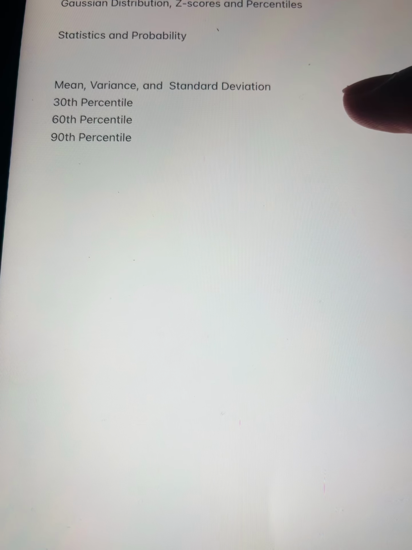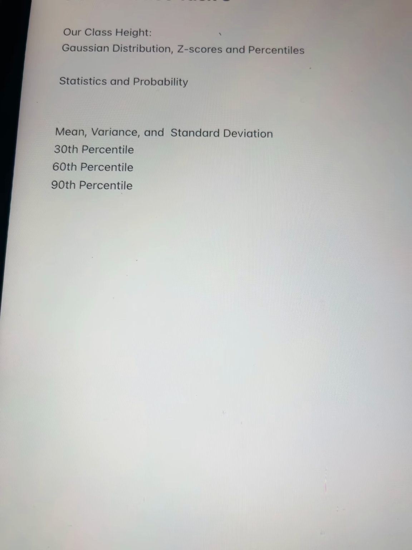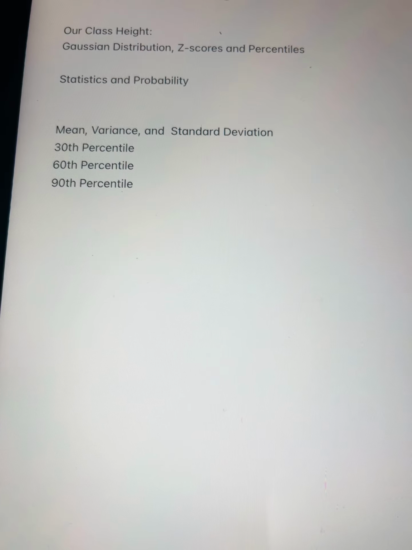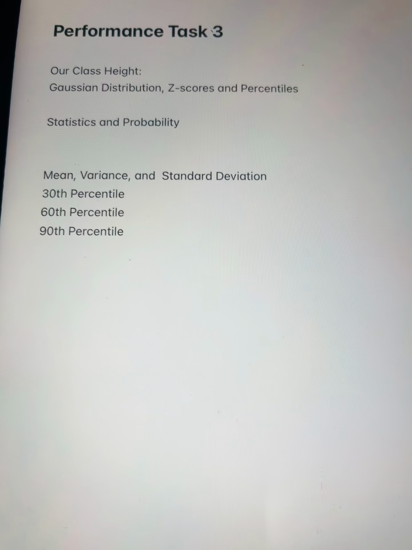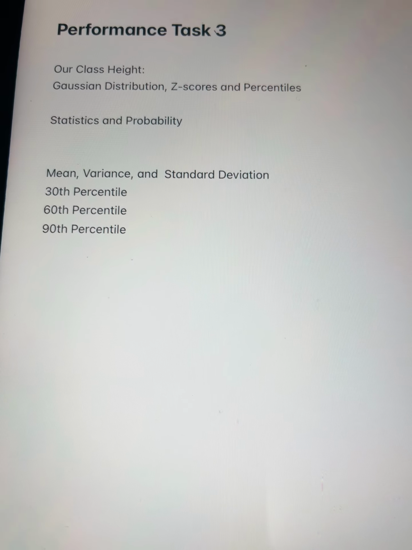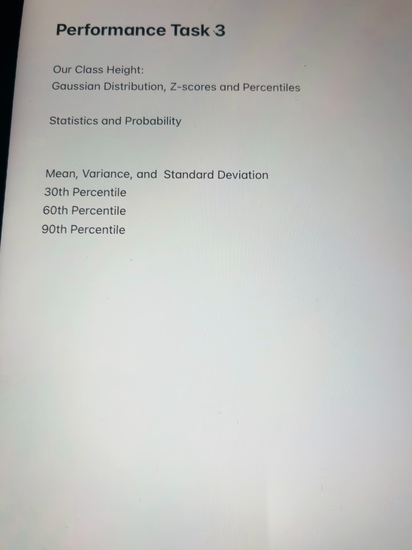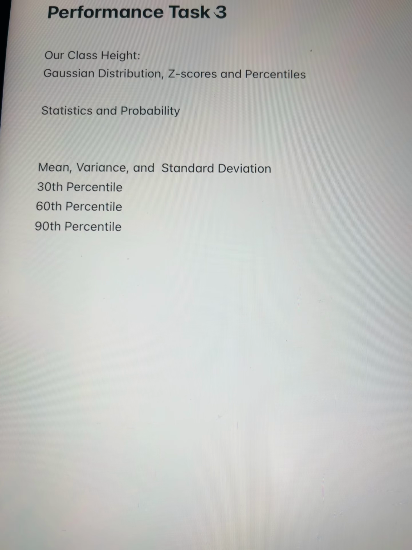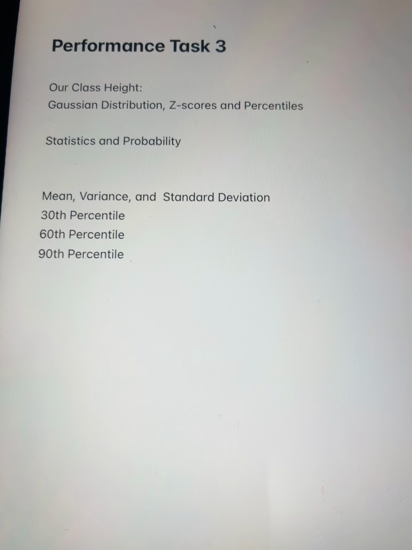After getting the height of your classmates, you will be computing the mean, variance, and standard deviation. And afterwards, you will get the 30th, 60th, and 90th percentile of your data, and those students who are included in those percentiles. For the sake of our example, I will not be computing the height.